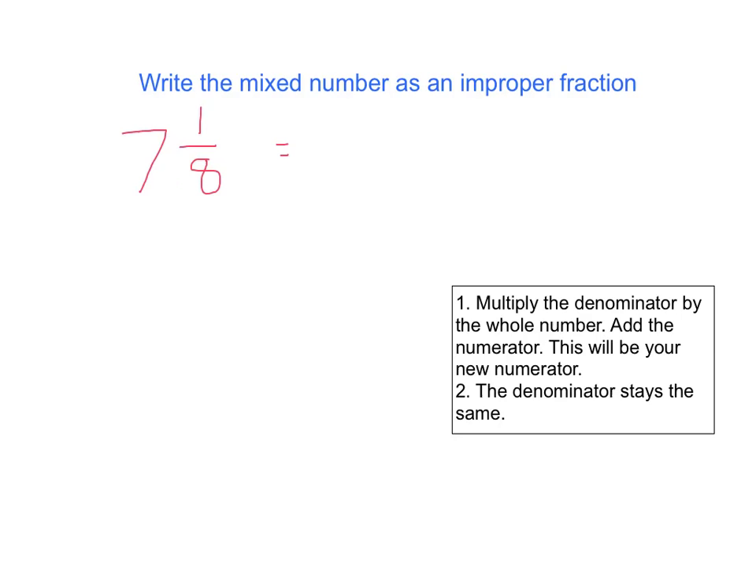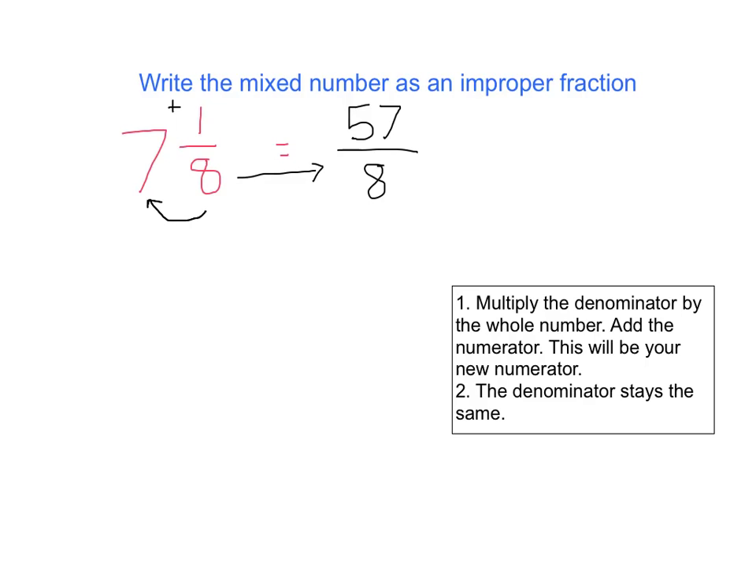First, we need to multiply the denominator of your mixed number by its whole number. So I'm going to be taking this 8 as my denominator and multiplying it by the 7. 8 times 7 is 56. Then I need to add the numerator that is on my mixed number. 56 plus 1 is 57. That will become my new numerator for my answer. The denominator just stays the same. So 7 1/8 equals 57/8.